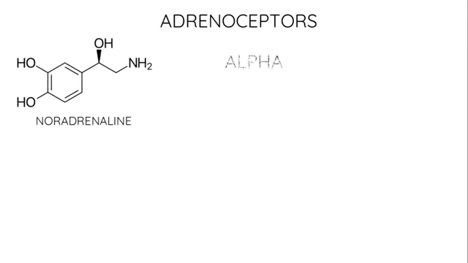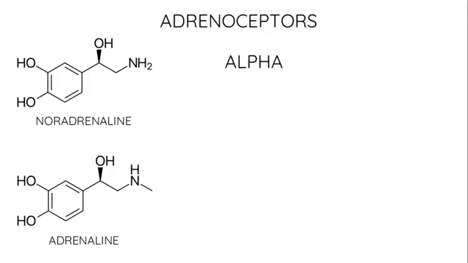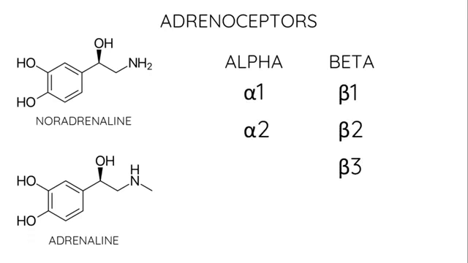Noradrenaline has a greater affinity for some types of adrenergic receptors, known as alpha receptors, and adrenaline has a greater affinity for beta receptors. This is why the distinction between alpha and beta receptors was made in the first place. Amongst these alpha and beta receptors are multiple subtypes, which are alpha 1, alpha 2, beta 1, beta 2, and beta 3. In this video, I will focus mainly on beta 1 and beta 2 receptors, as these have the greatest clinical relevance when explaining the mechanism of action of clinically relevant beta blockers.